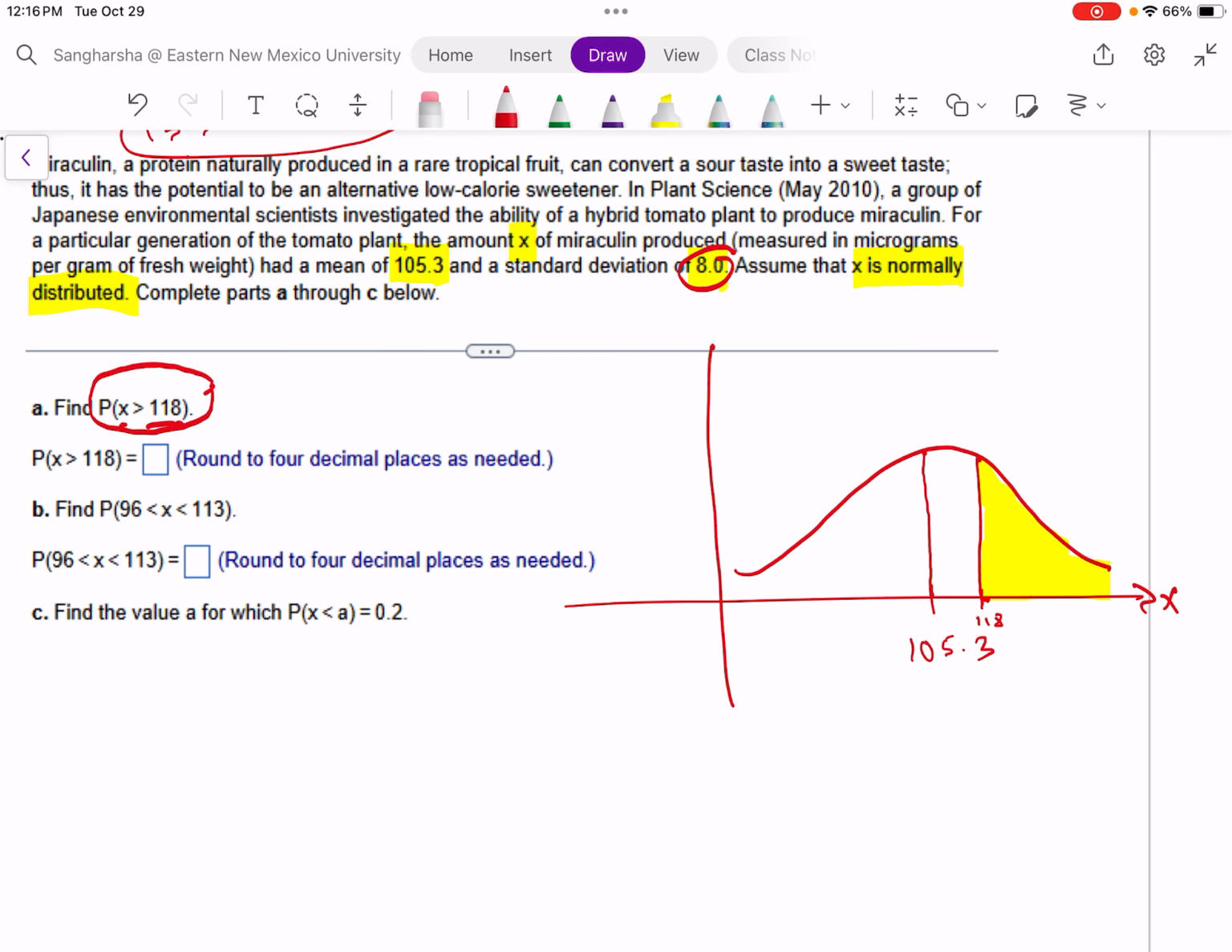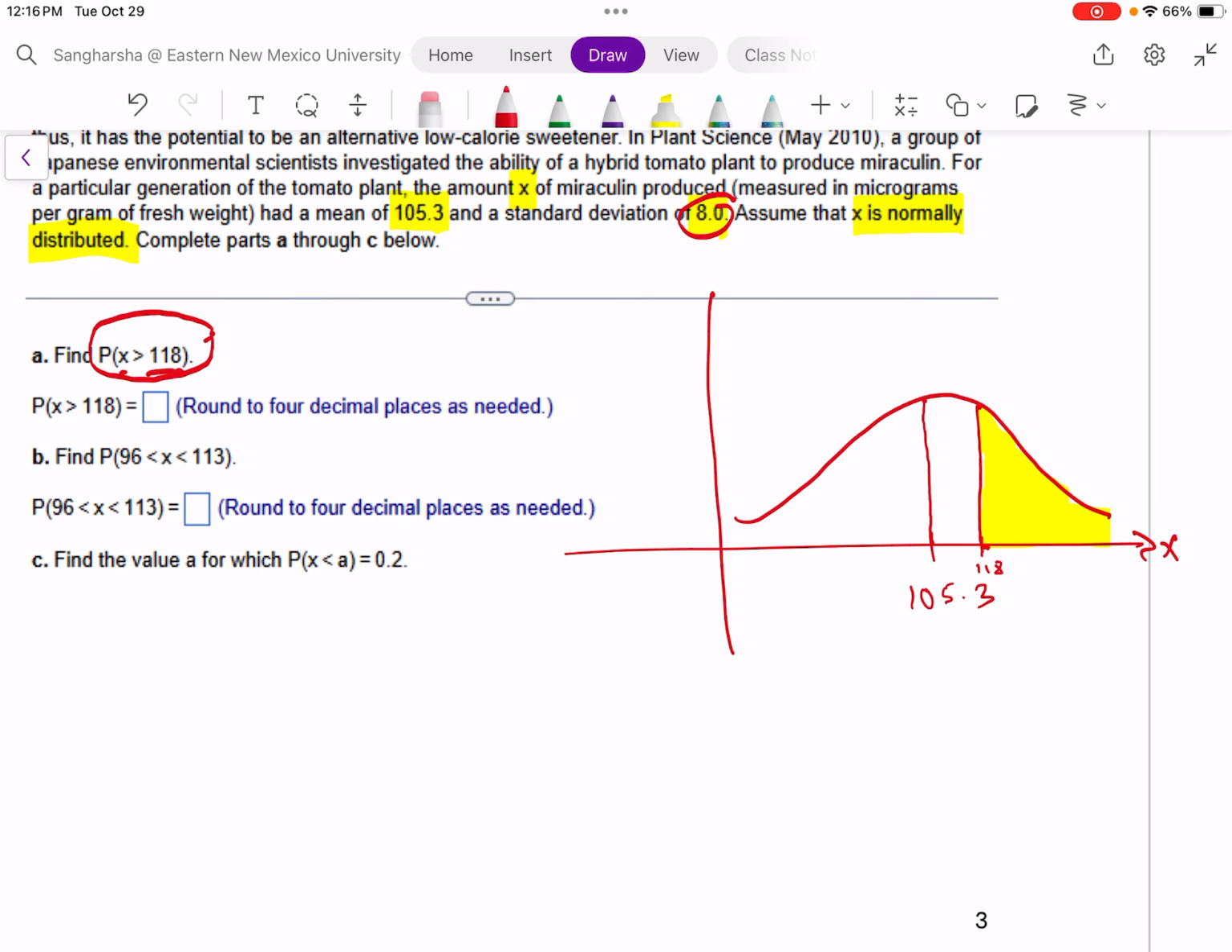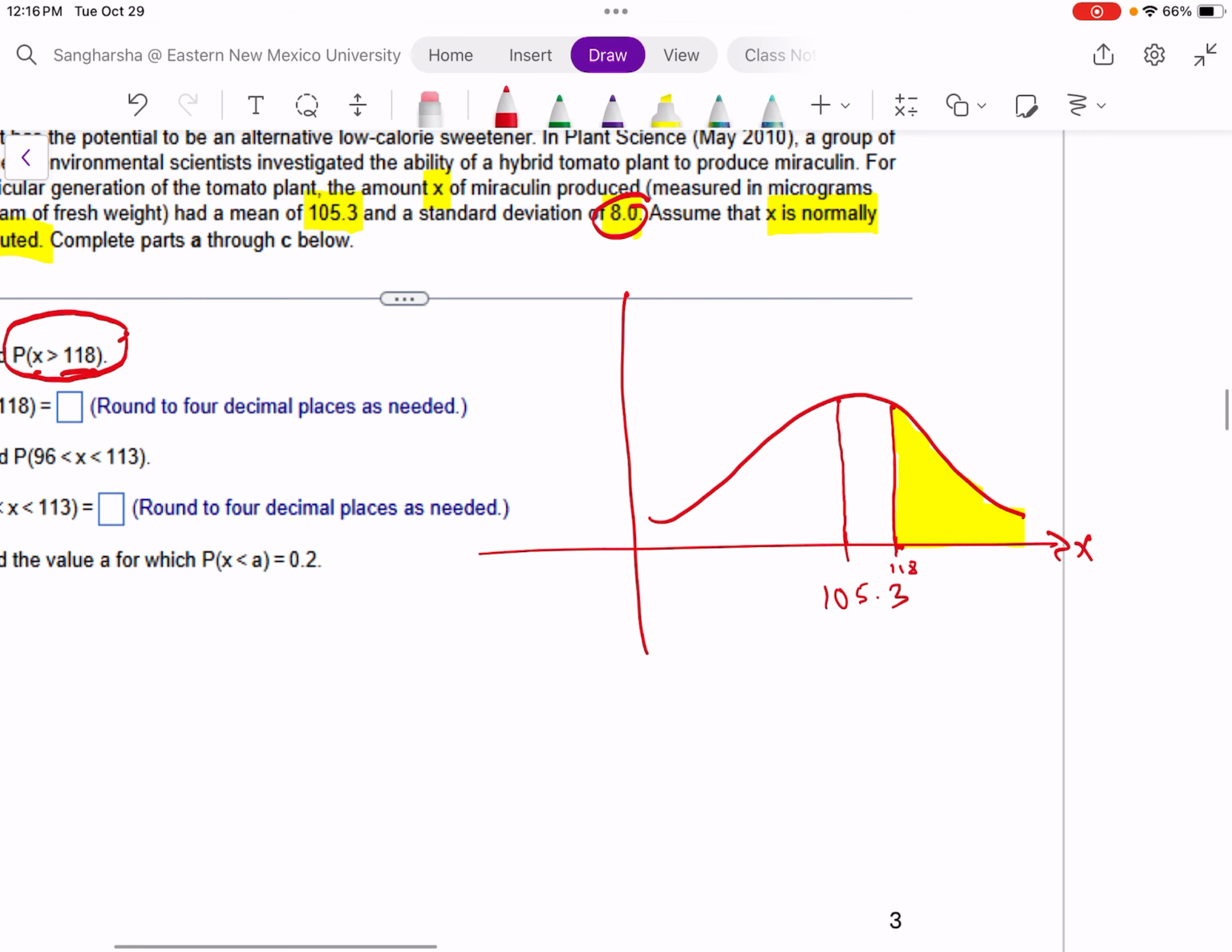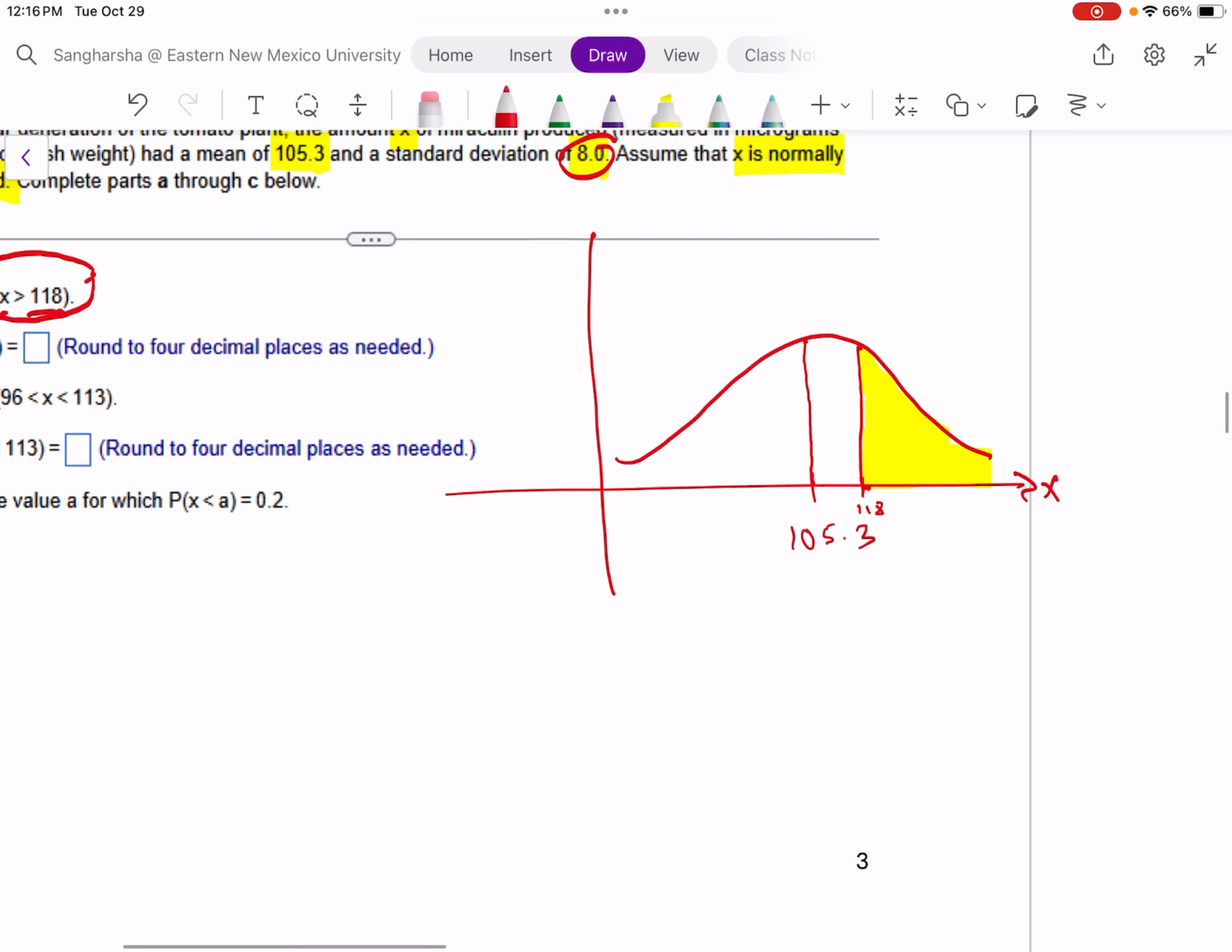Now how do we find it? This is a normal distribution, so we're going to use a Z table. But to use a Z table, are we given a Z value? Are 105.3 and 118 the Z values? No, these are the X values. So we have to convert. So let's convert into a Z value.